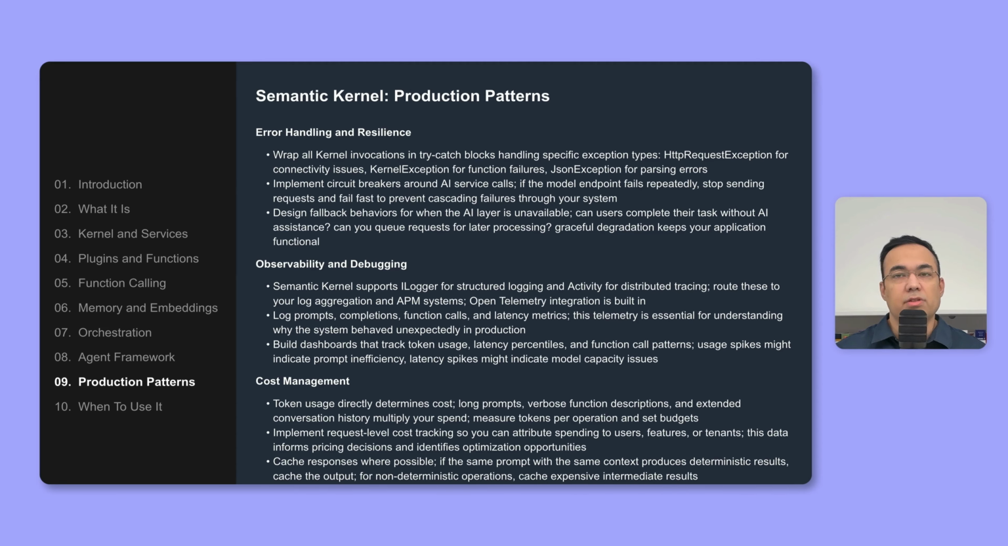For cost management, token usage directly determines when you spend the most on which AI providers. For example, long prompts, verbose function descriptions, and extended conversation history can all multiply your costs. You should be measuring your tokens per operation and set budgets before you're surprised by a large bill.